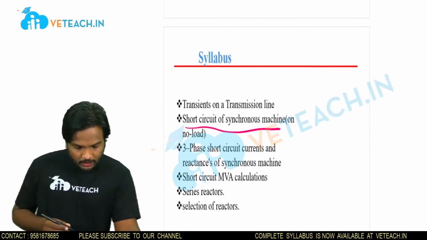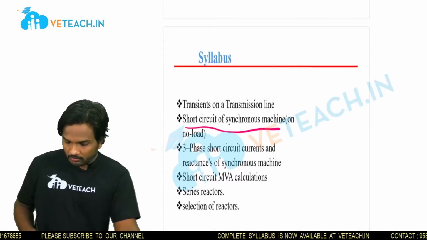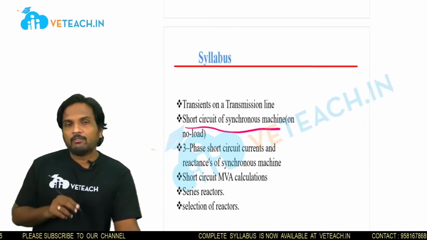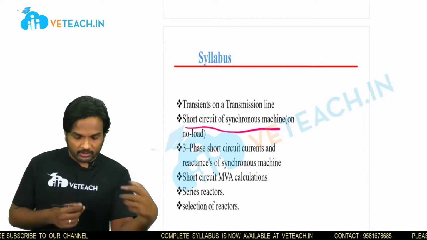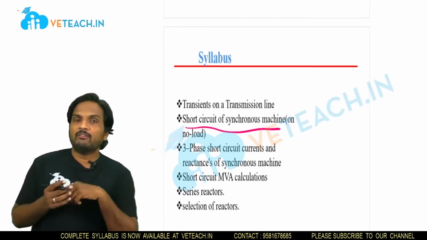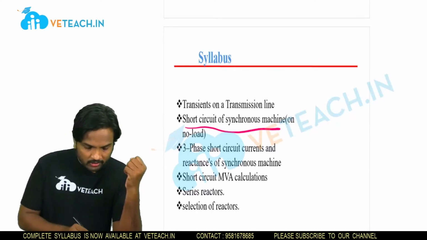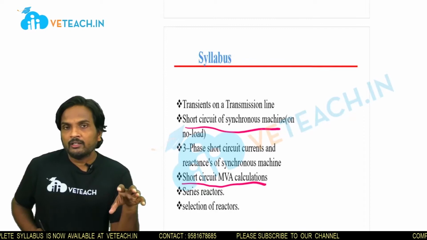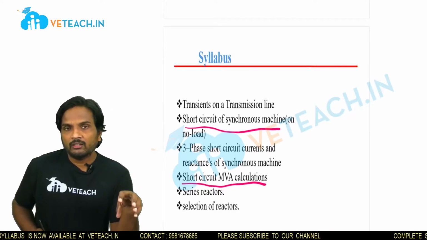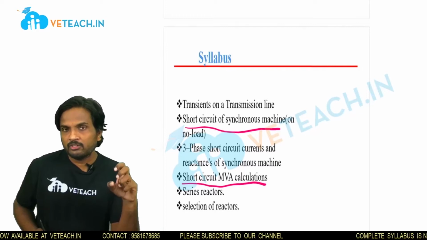Next one is three-phase short circuit currents and reactances of synchronous machine. Symmetrical fault means it is the fault related to three-phase short circuit. So we will see what the currents are whenever a three-phase fault occurs in power systems. And then short circuit MVA calculations. That is, what happens to the MVA rating of a machine if a short circuit fault occurs in a power system network, that we will see here.